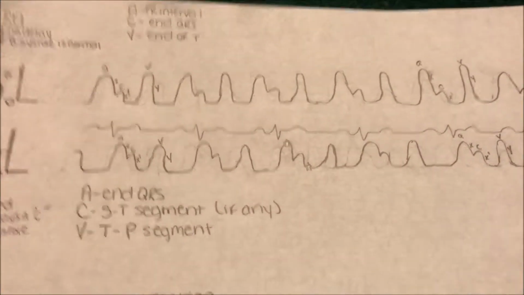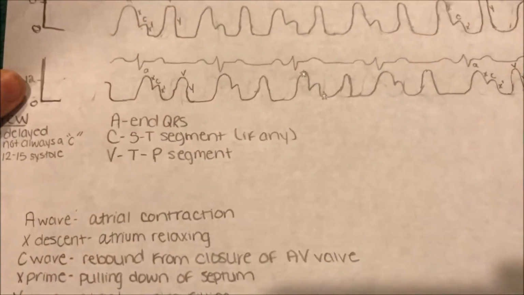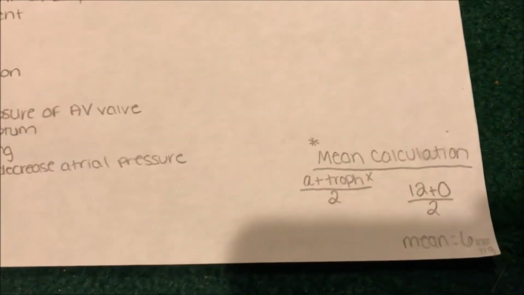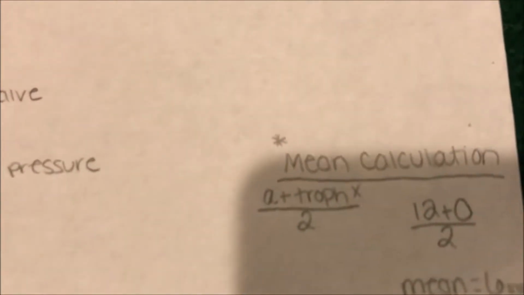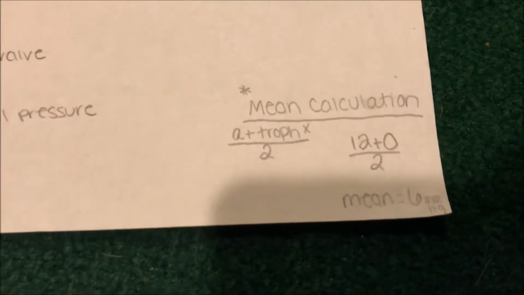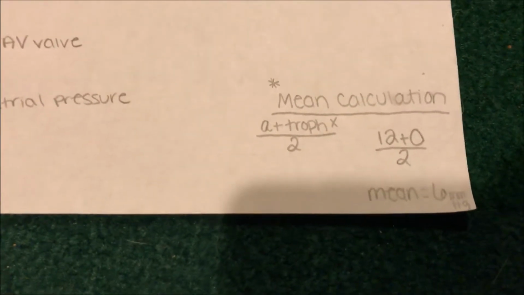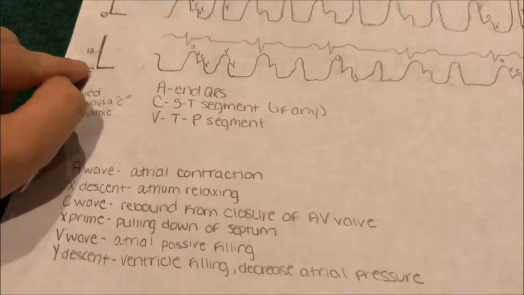Now find out the mean of these waveforms. I'm going to use the example of the PCW. These are the calculations: the A wave plus the trough of the X, divided by 2. So I put the A wave is about at 12.